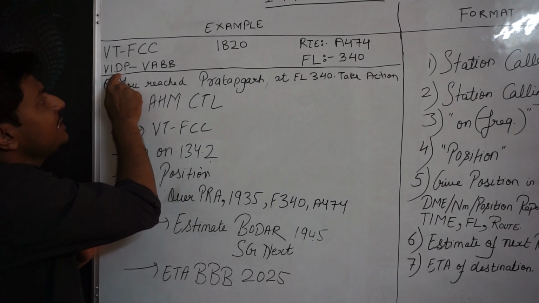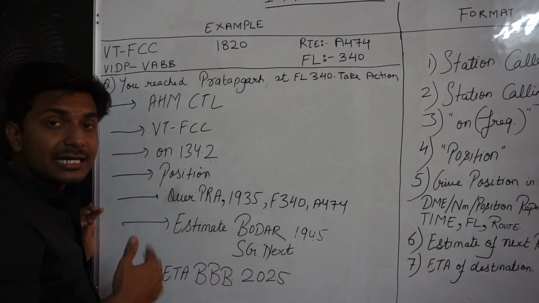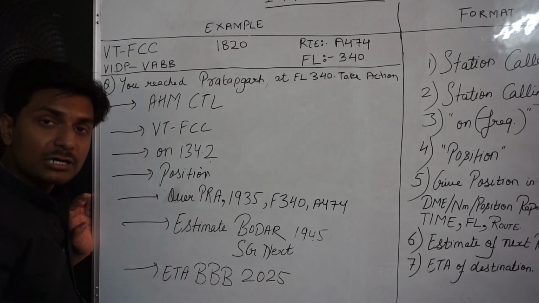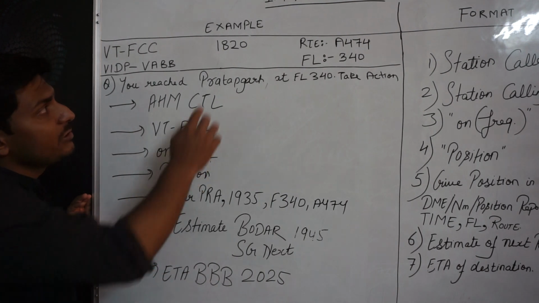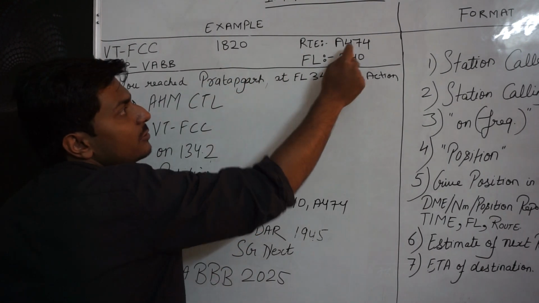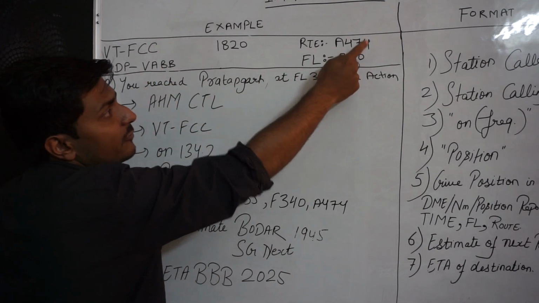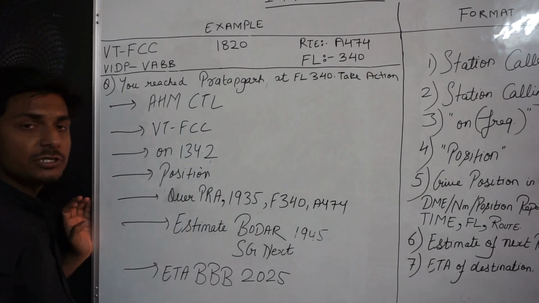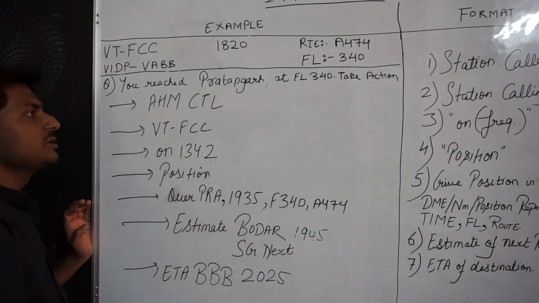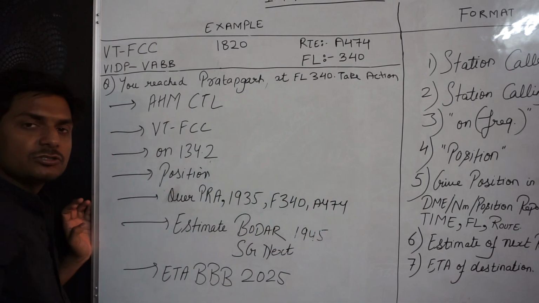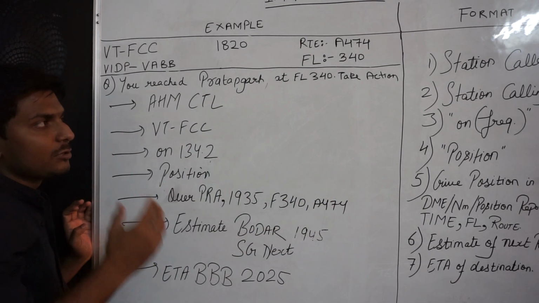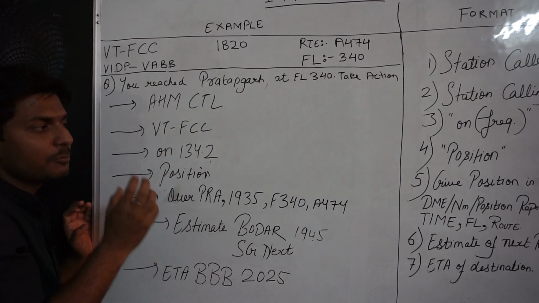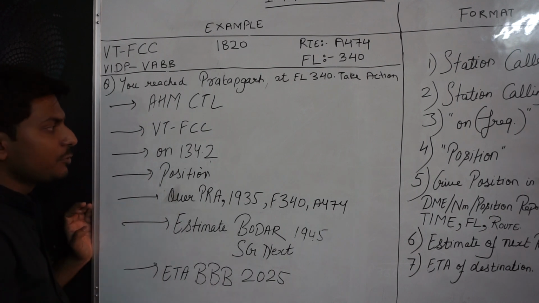So we are going from Delhi to Mumbai, and the standard chop off time is 1820. This time will be in UTC, not in IST, which we use in India. The route you are following from Delhi to Mumbai is Alpha 474, and the flight level you cruise at is flight level 340. Now the question says you reach Pratapgarh at flight level 340, take action. So now I have to make contact with the ATC and give the position report, because I have reached a position reporting point. So I have to give the position report at that point.